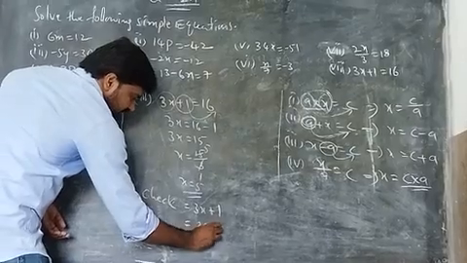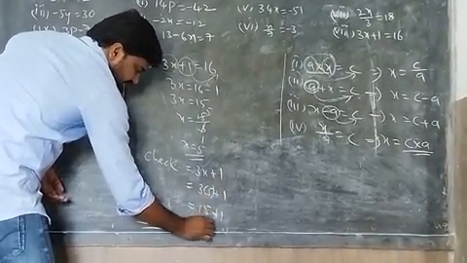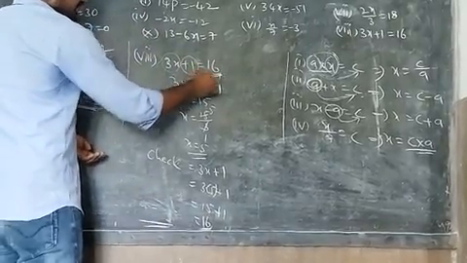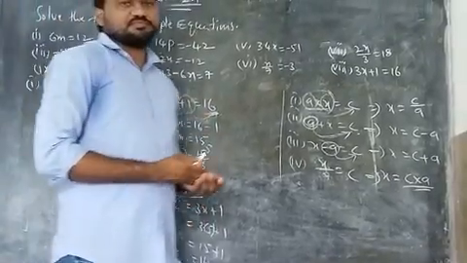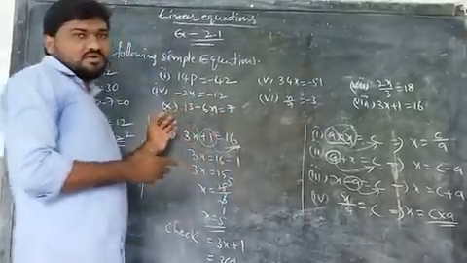3 into 5 plus 1. 3 fives are 15, plus 1 is 16. So you can answer RHS. We got the RHS. So children, I hope you understand all of this problem.